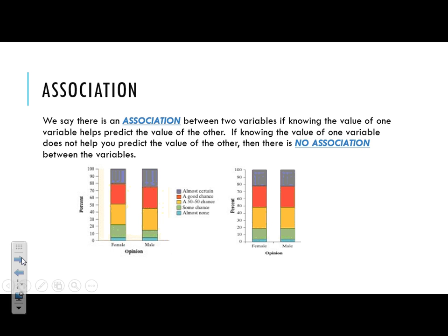We don't create conditional distributions just for the sake of creating a conditional distribution. We create one to see if we can find an association between two categorical variables. And so this is an important concept that we want to begin to understand and begin to look at as we work here through AP Stats.